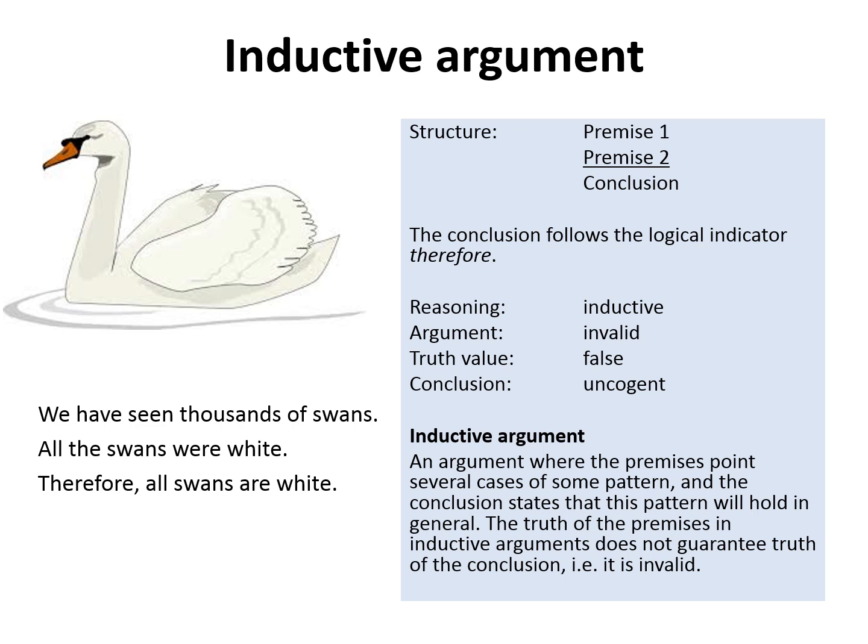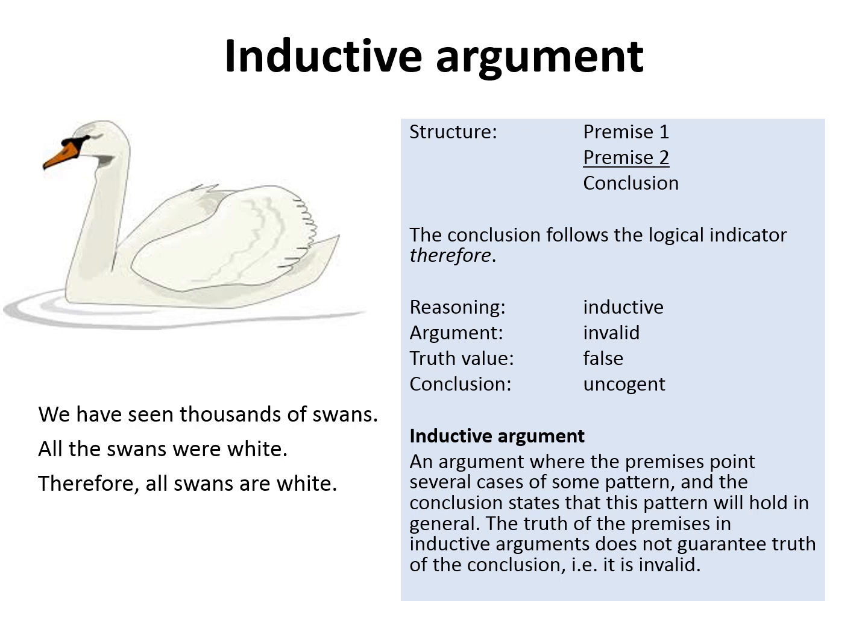Let's look at an inductive argument. We've seen thousands of swans. All the swans were white. Therefore, all swans are white. Here, we're starting with a specific example, or specific examples, thousands of swans. And in the conclusion, we move to the universal case, all swans. So this is the opposite of the deductive argument. The deductive argument started with the universal and moved to a specific or particular case, but the inductive argument starts with a particular case.